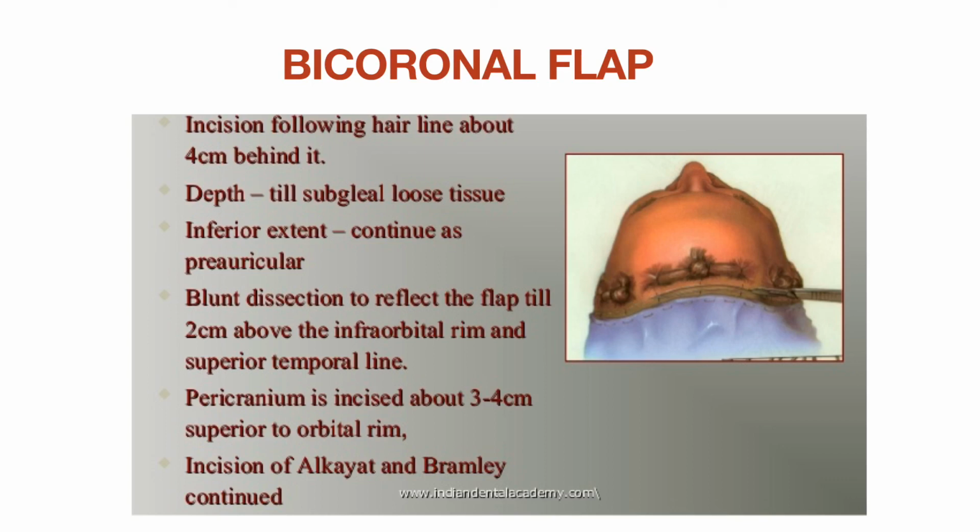This incision follows the hairline, about 4 cm behind it. Depth will be up to the subgaleal loose tissue. Inferior extent continues as a preauricular incision. Blunt dissection is done to reflect the flap till 2 cm above the infraorbital rim and superior temporal line. Pericranium is incised about 3 to 4 cm superior to the orbital rim. Incision of Al-Kayat and Bramley may be continued with this approach.